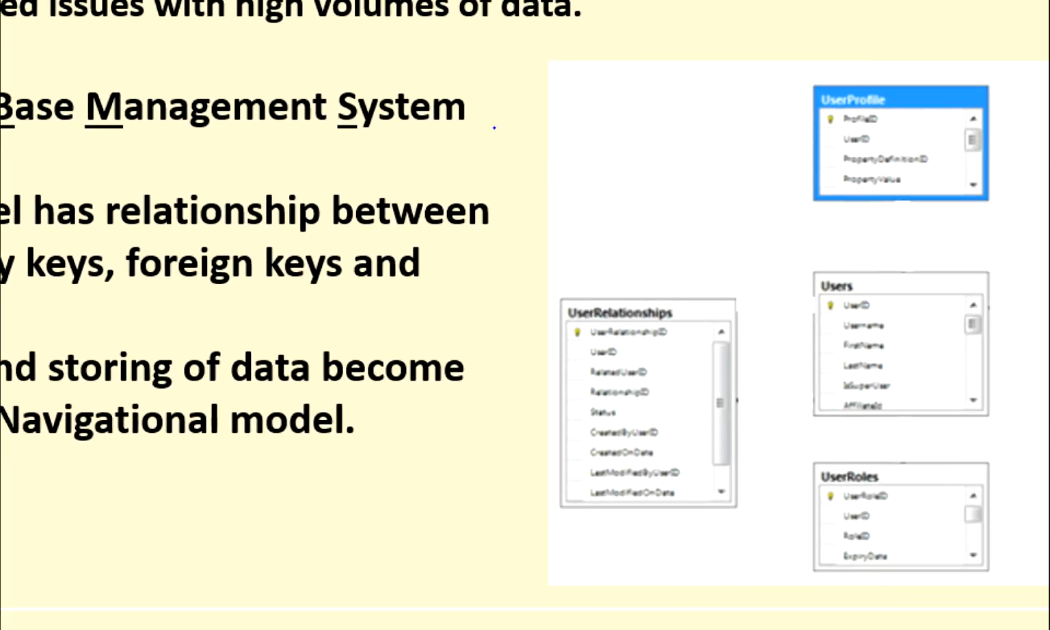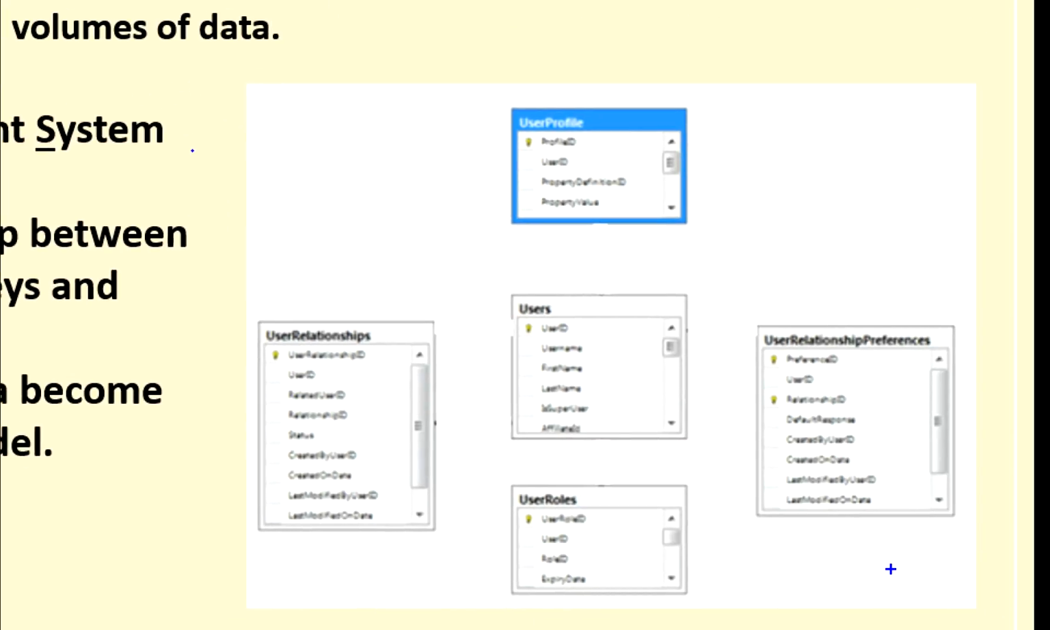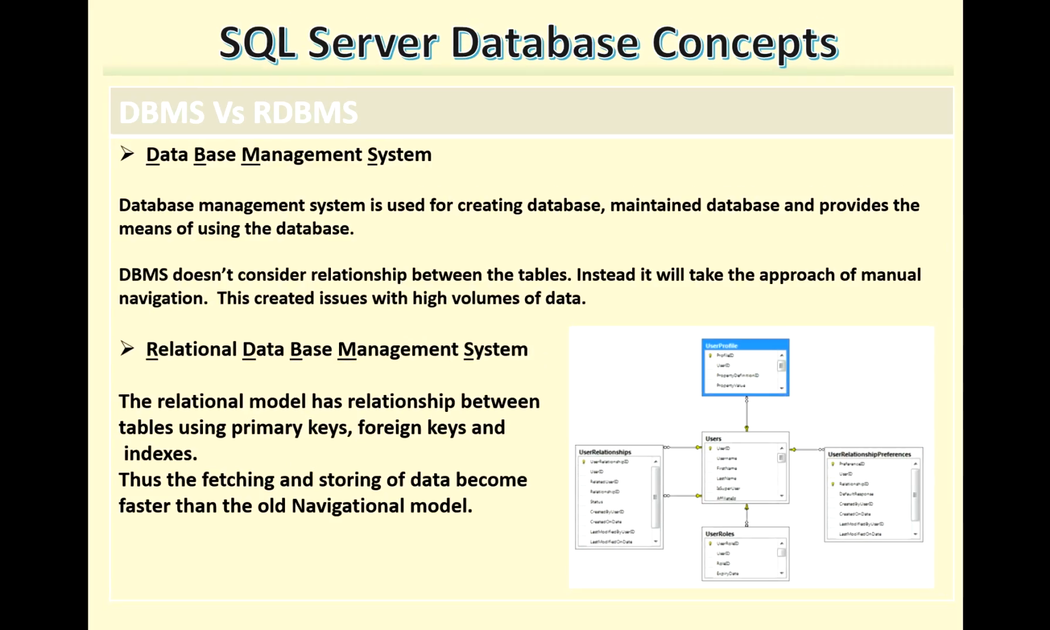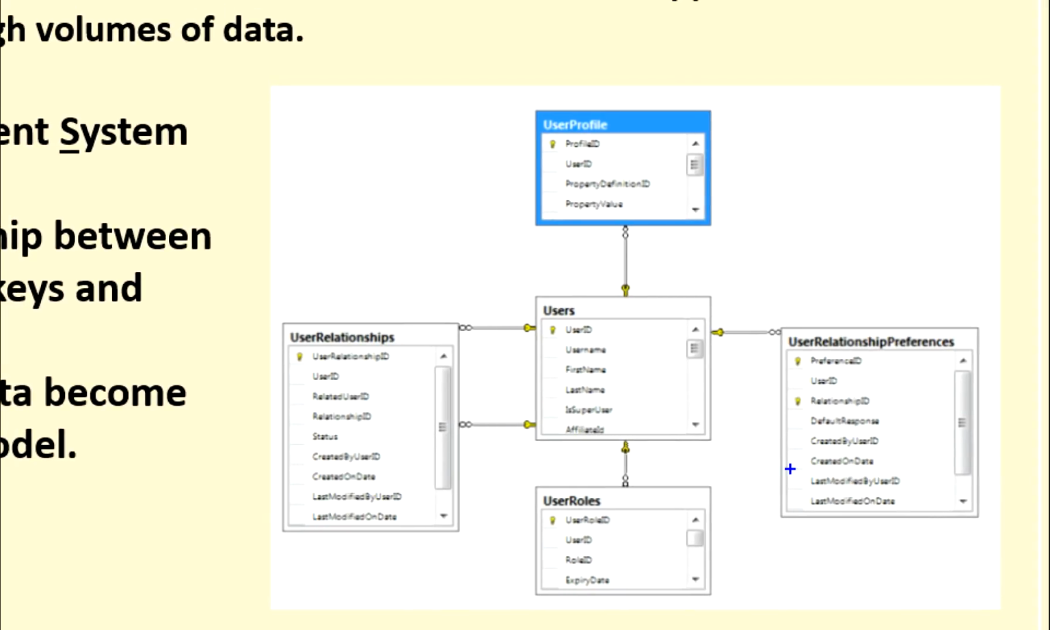So for example, in this case, let's say now we have defined the relationships between the tables. This is called entity relationships. Entity is nothing but a table. Entity relationships are relationships between the tables. So now we have defined the relationships between the tables.